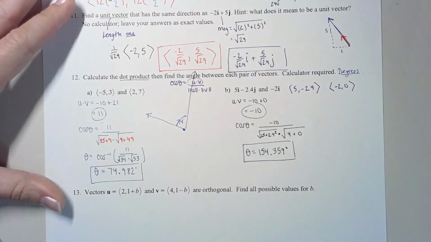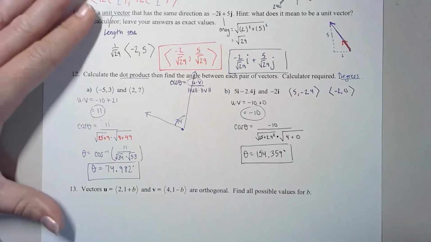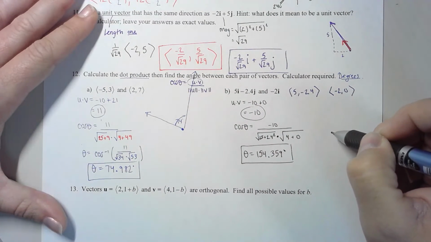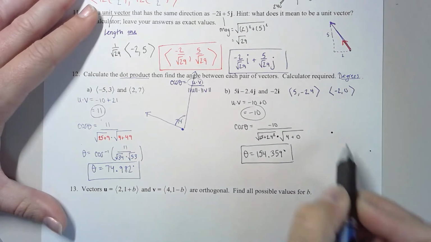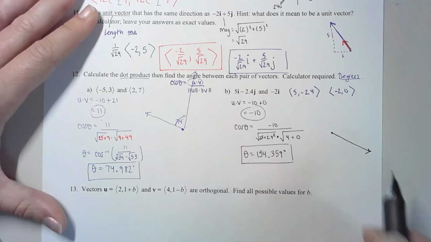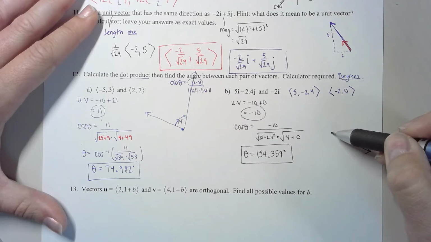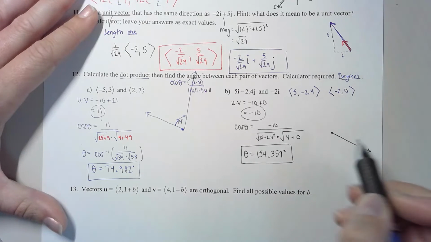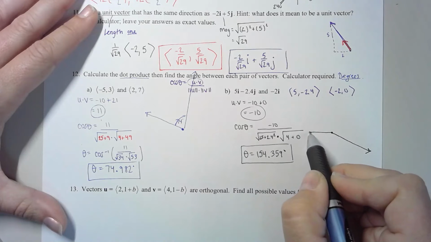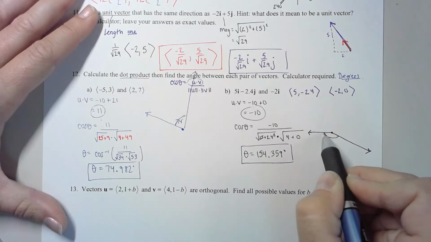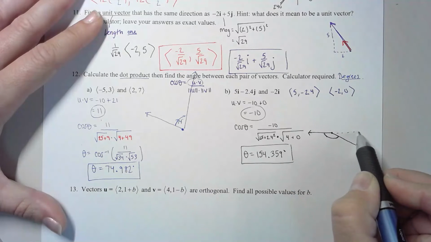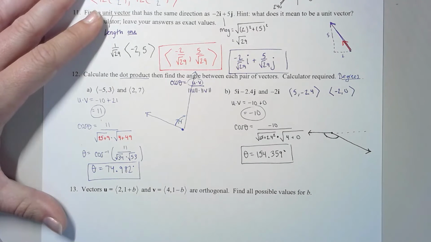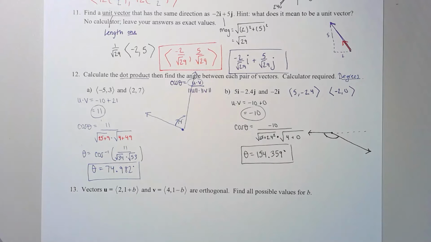And again, just a quick little sketch just to make sure we're in the ballpark. So let's see, we're going over 5 and down almost half of that. And then here, we're going back 2 and up 0. So the angle between them, looking at it, there's 180. So I'd say that's a really good check.